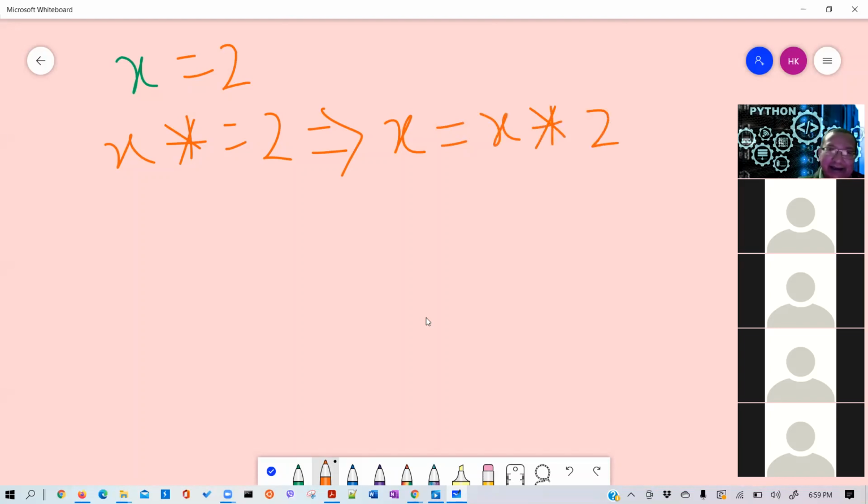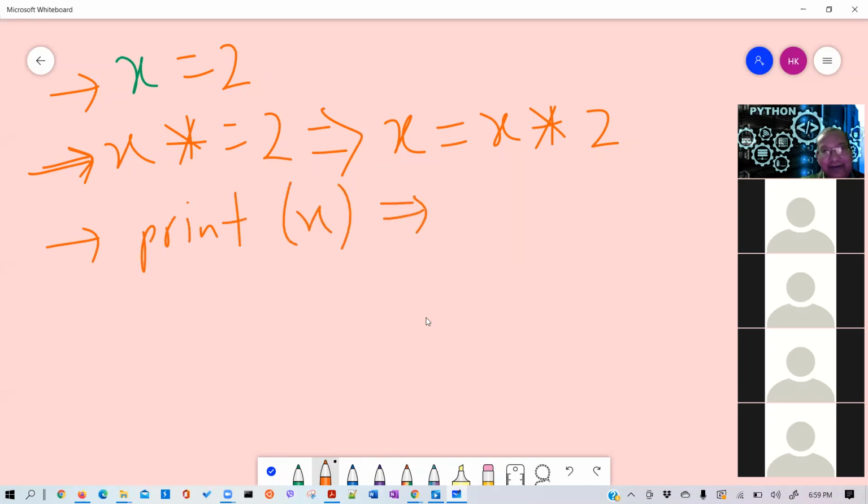So once I run this code, and here I print x, what's the answer? What's the result? Result is 4. Excellent. 4. You know why 4?